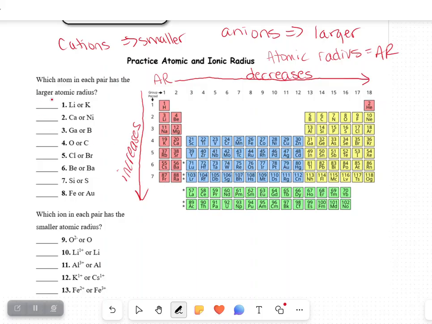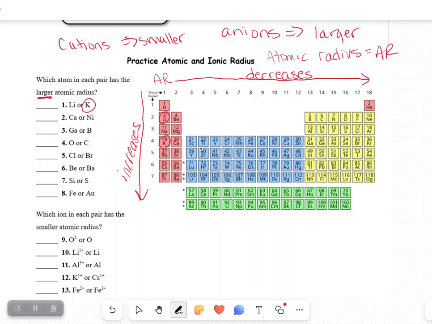And remember, this is asking which radius is larger. All right, so I'm going to find lithium on the periodic table, lithium and potassium, K. I see that potassium has more energy levels. It's in period 4. So I know as I go down the periodic table that atomic radius is going to increase, so therefore the radius of potassium is larger.